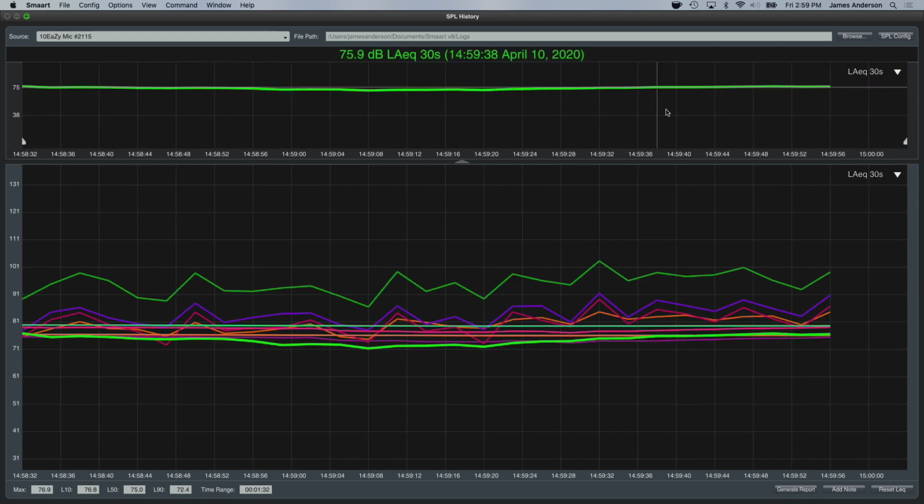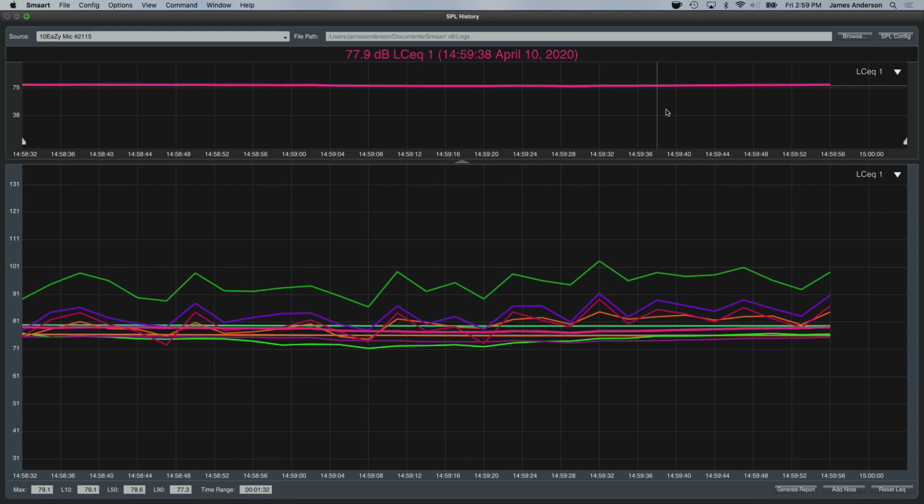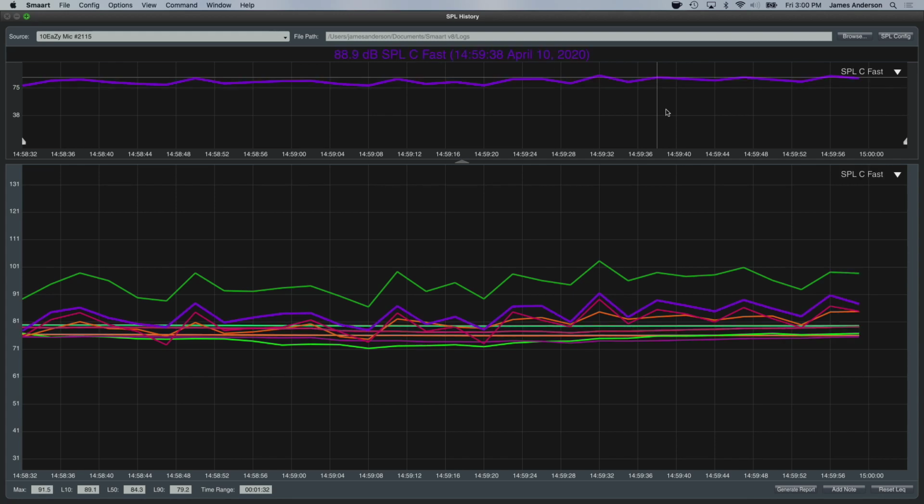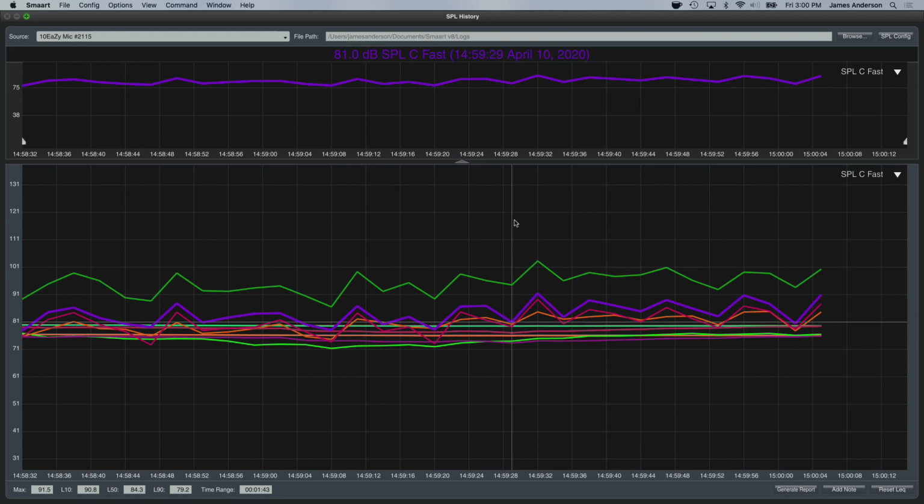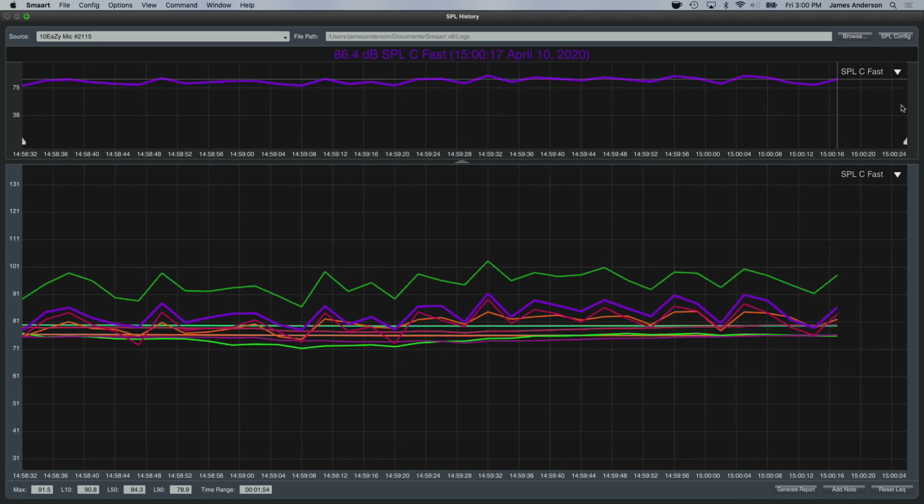So we'll do this. We'll do SPL C fast will be the top measurement. So we're looking at the full file that we created. The left axis here is basically time 0, and then all the way on the right is our real-time data coming in. And by real-time, I mean every 3 seconds.